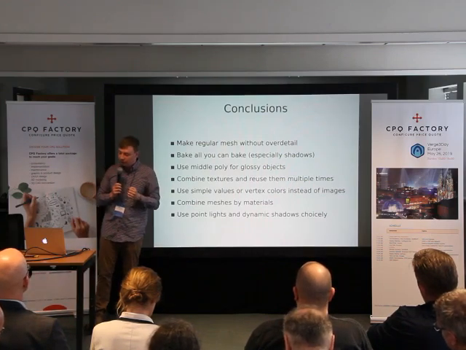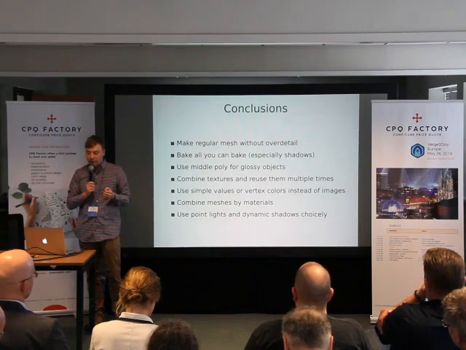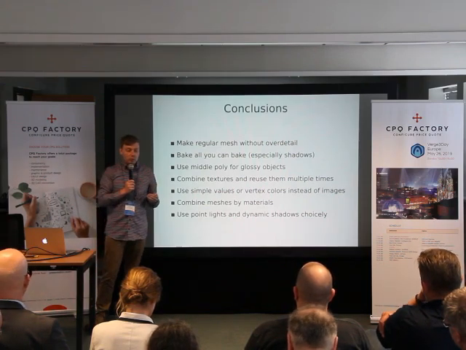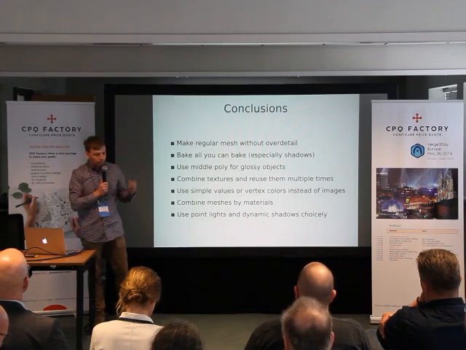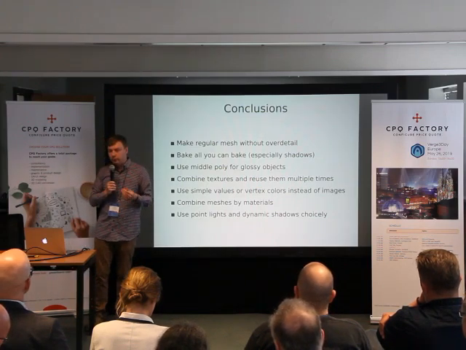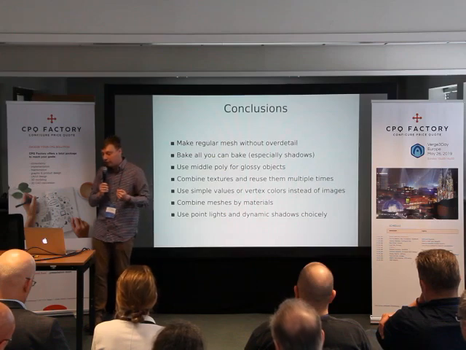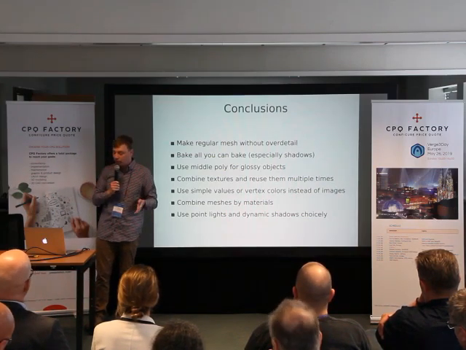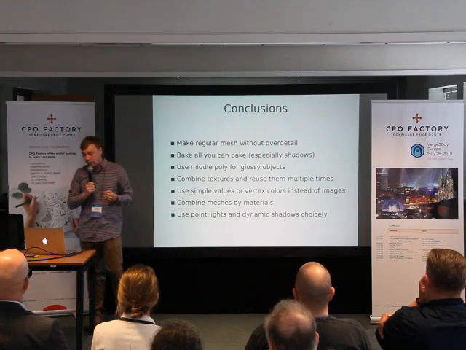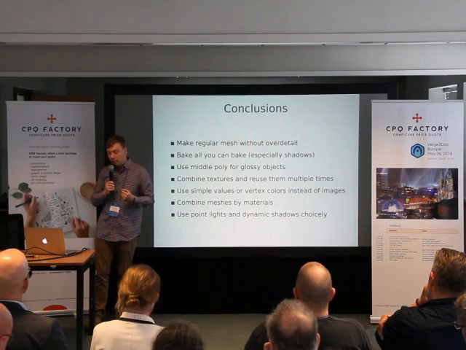So the conclusions: make a regular mesh without over-detail that the user can see. Bake all you can bake. It will extremely increase the optimization, and the rendering performance of your application, especially baking shadows, ambient occlusion, irradiance map, and any other map. Use middle poly for a glossy object. It will get the best result in our opinion.